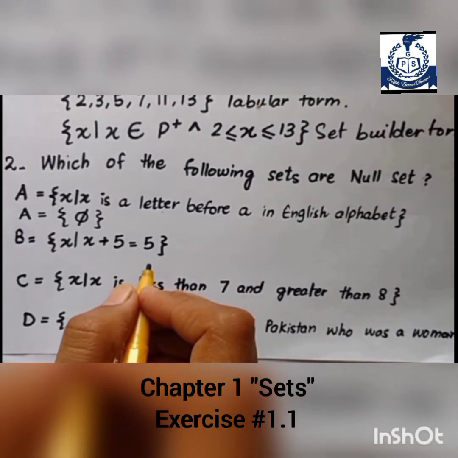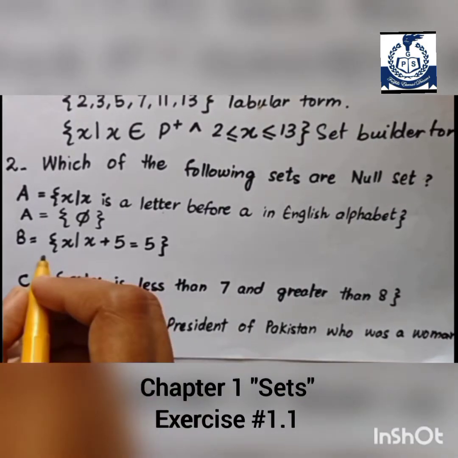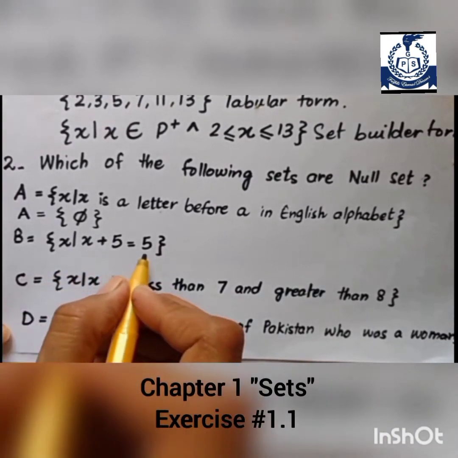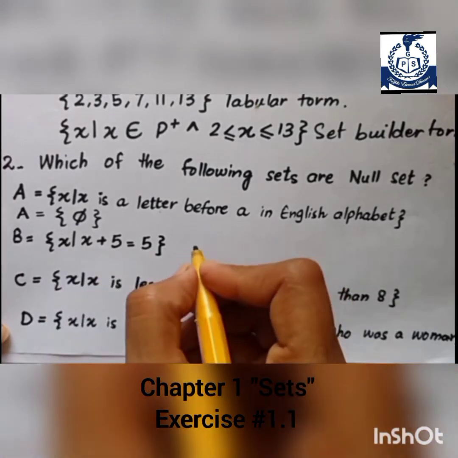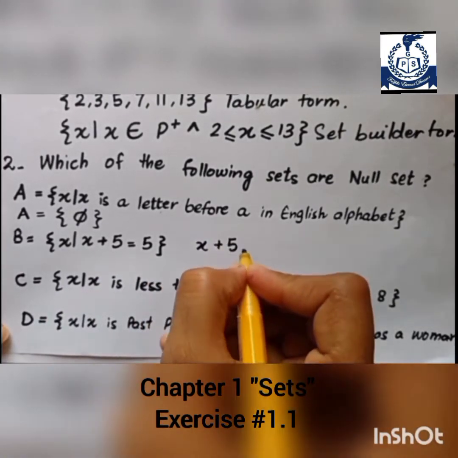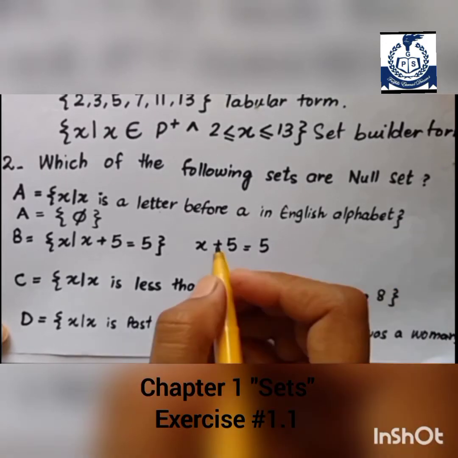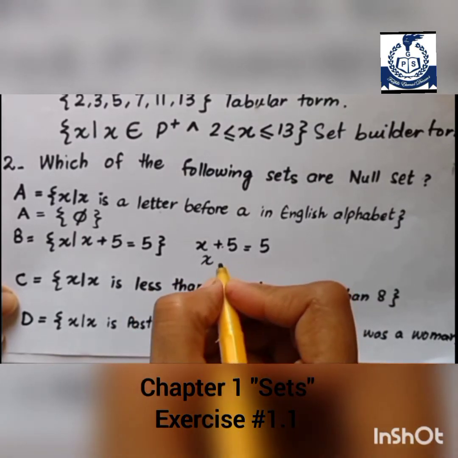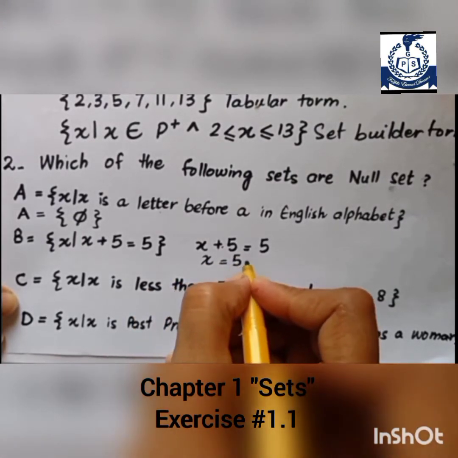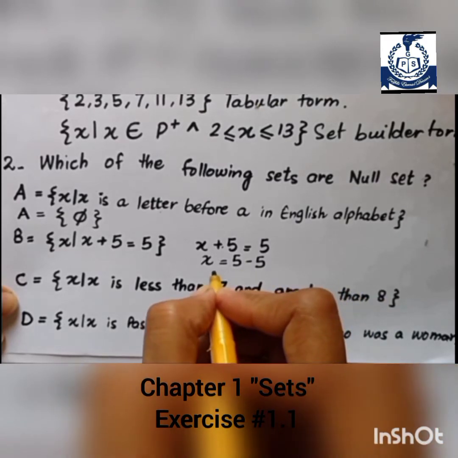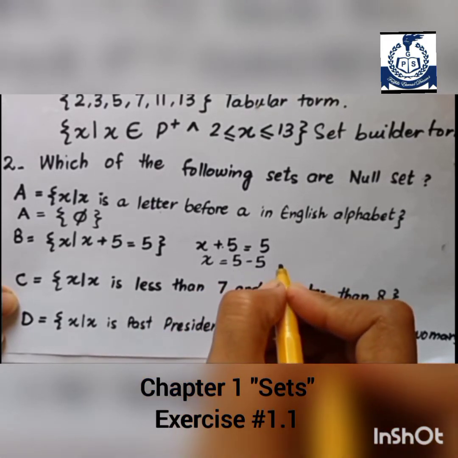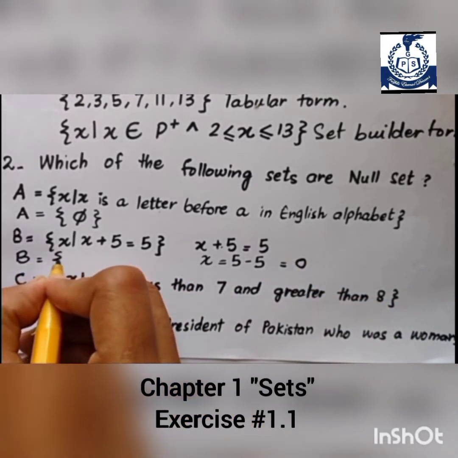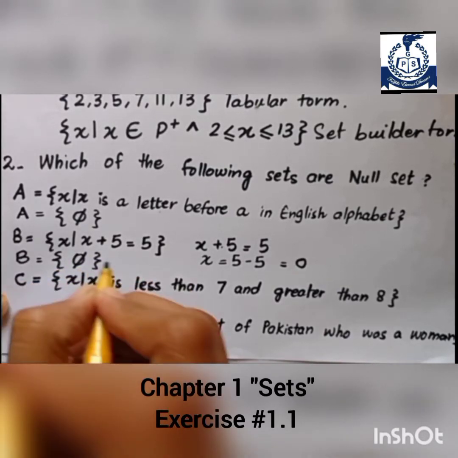Part number B is X such that X plus 5 is equal to 5. Here we can solve this. X plus 5 is equal to 5. We have positive 5, so after equal positive 5 will be negative 5, so 5 minus 5. So 5 minus 5 cancel out, so X is equal to 0. So we have B is equal to 0, it means nothing, so this is null.